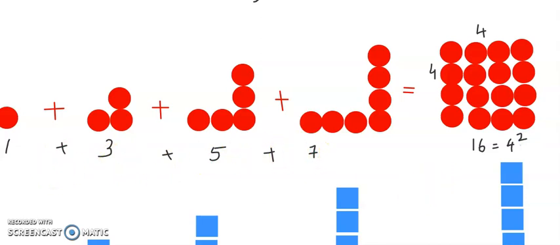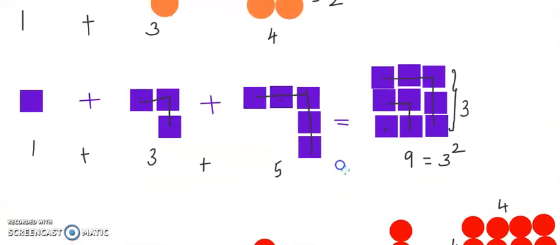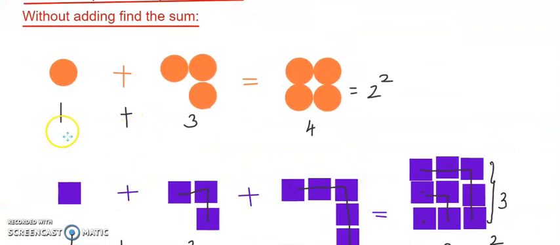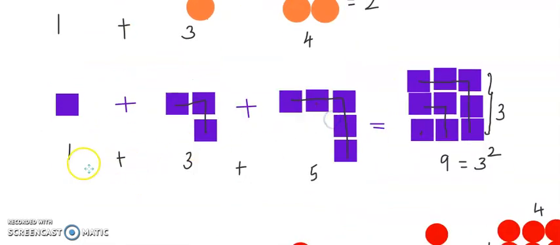Now, the trick that I want to explain here is how many odd numbers did we add here? In the first case, I have added two odd numbers, that is 1 and 3. When I'm adding two odd numbers, I'm getting 2 square, correct? When I'm adding three odd numbers, 1, 3, 5, am I getting 3 square?